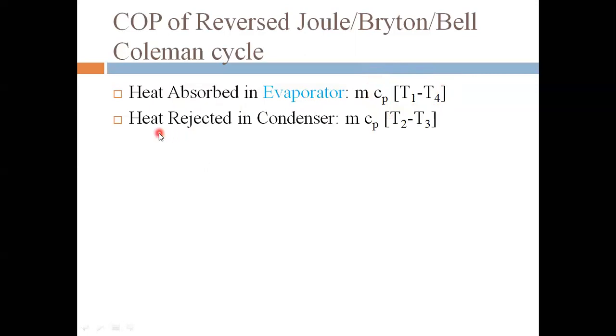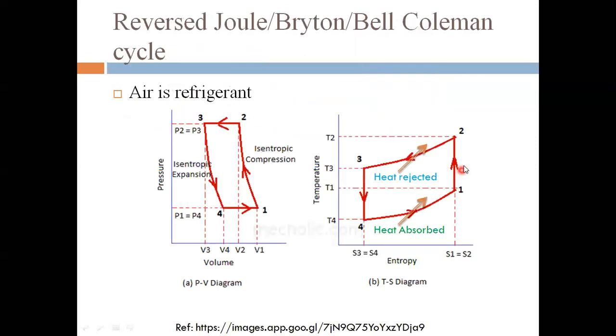Similarly, we can write for the heat rejected in the condenser, that is equal to m Cp (T2 minus T3). Why T2 minus T3? The reason is the heat rejection process is 2 to 3, and T2 is the highest temperature and T3 is the lower temperature for the 2 to 3 process. So we can write T2 minus T3 instead of T3 minus T2. T2 is the higher value, so we need to have T2 minus T3 in the case of the 2 to 3 process, that is the condensation process.